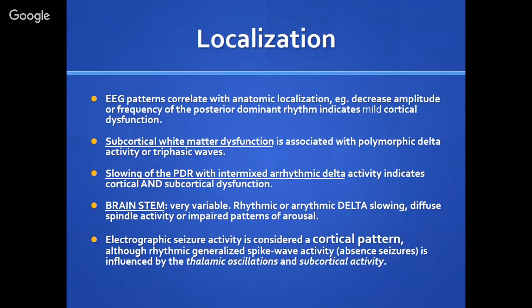It helps to localize the anatomic localization of the abnormalities. You can assess subcortical white matter dysfunction. So slowing of the PDR with intermittent rhythmic delta indicates cortical and subcortical dysfunction. So what's that, Joe? Can you tell me what's slowing of the PDR? The posterior dominant alpha-like is slow.